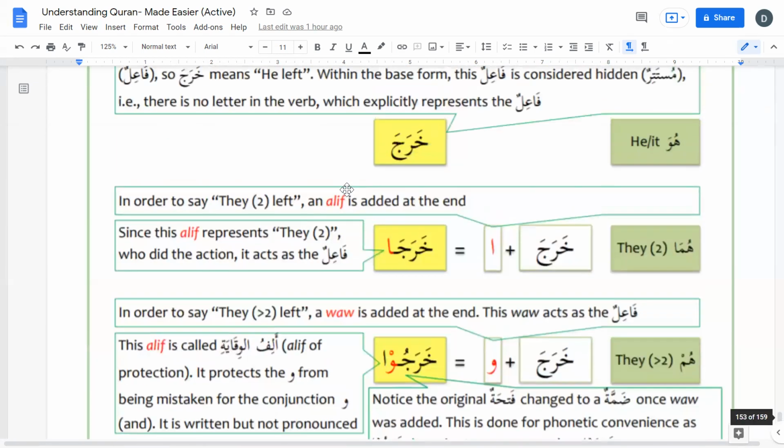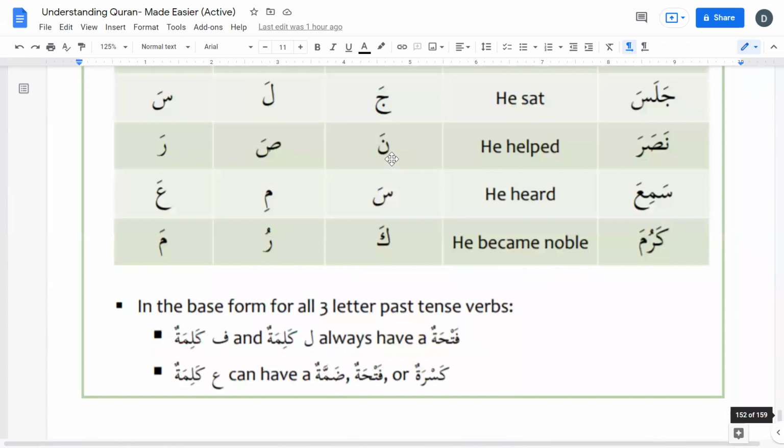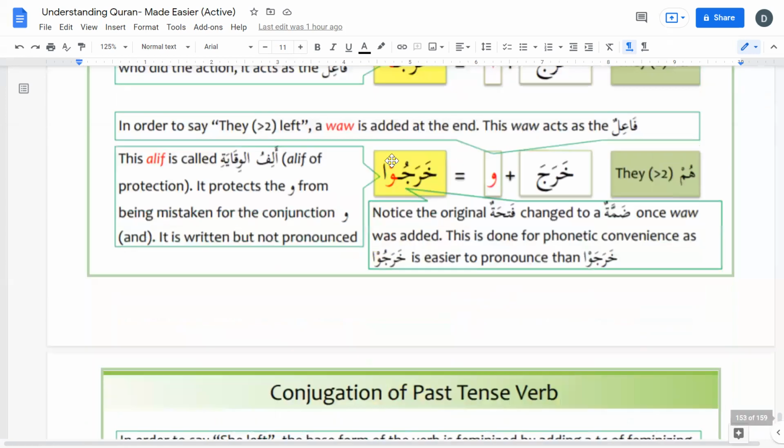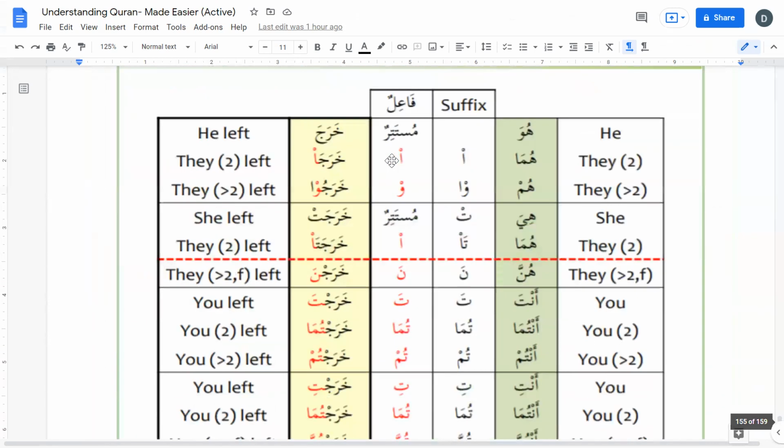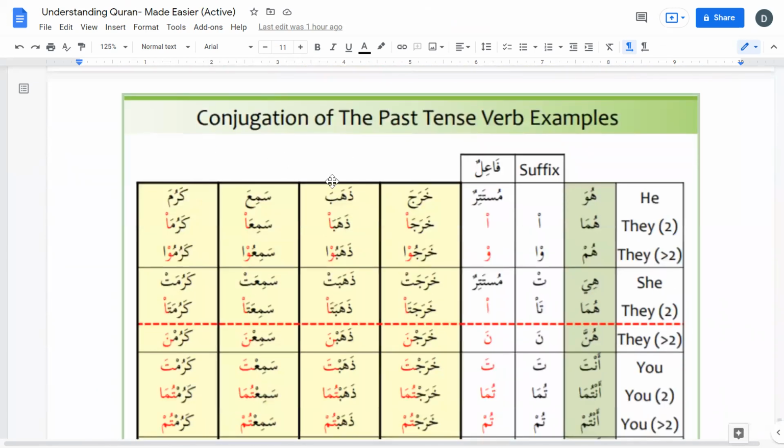Or he became noble. Not made noble, he became noble. So karuma, he became noble, and sami'a, he heard. So these are direct, and there is some transitivity in this fi'l. He became noble. Okay, and then huma.